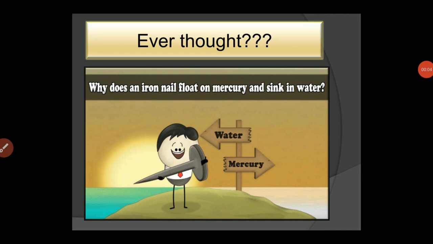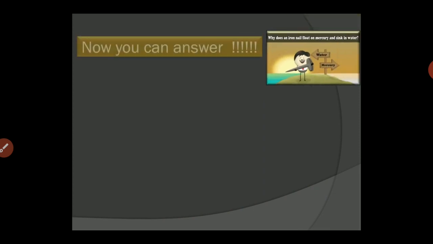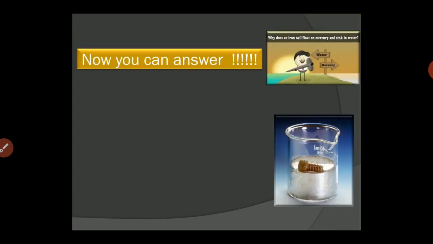Have you ever thought, why does an iron nail float on mercury and sink in water? I suppose after reading about density, you can answer it now. You can see the picture shows the nail or an iron material floating on the mercury. And about water, you know it, that it sinks in water. So what's the reason behind it?